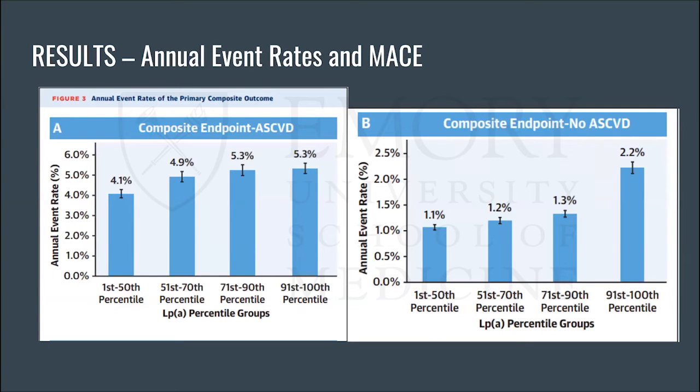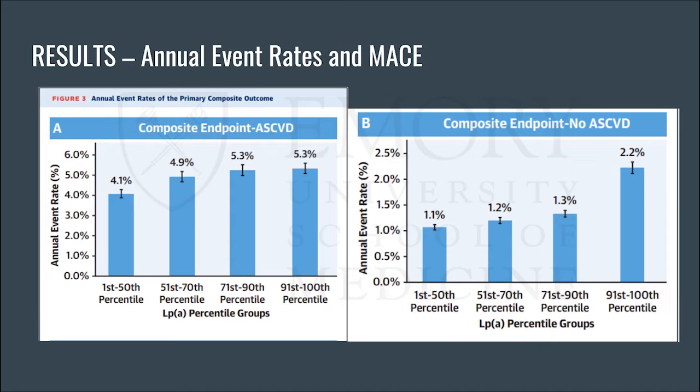This is one of the more interesting figures in the article itself as well. So basically, this is another association between the annual event rates of that primary composite outcome between those that had ASCVD and those that did not. Starting with the left, this is the one with ASCVD, as we briefly keep reiterating. So again, that percentile group in terms of the 71st and onward almost exactly the same in terms of their annual event rates of 5.3% each. And then moving over to the right in B, you can see that massive stepwise increase once you get to the highest percentile for those with no ASCVD.